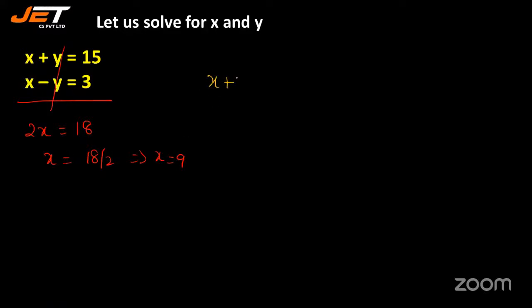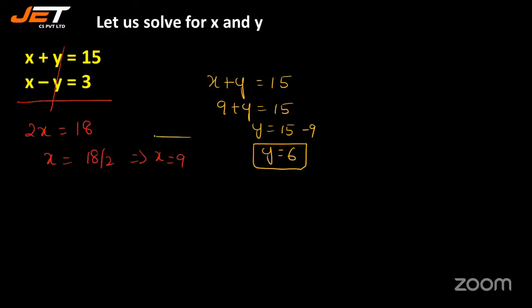And you can put this value in any one equation. We are going to put it here. 9 plus y is equal to 15. y is equal to 15 minus 9. Therefore, y is equal to 6. So the value of y is 6. The value of x is 9. Just check x minus y. 9 minus 6 is 3. So this is how you do the checking to find out whether the value of x and y is correct.